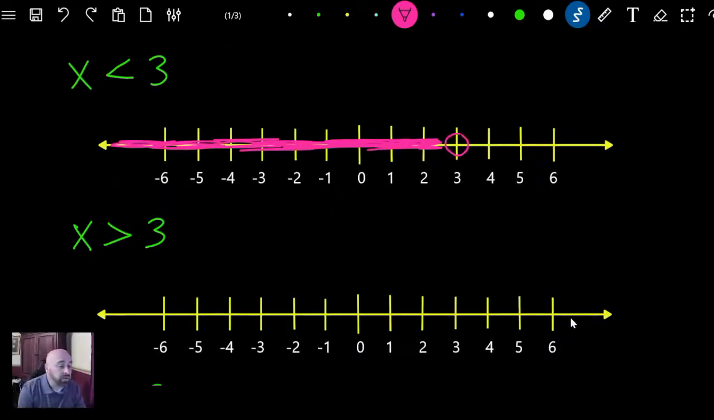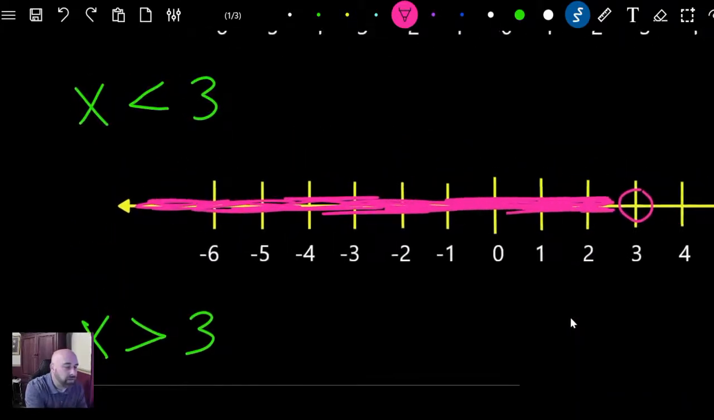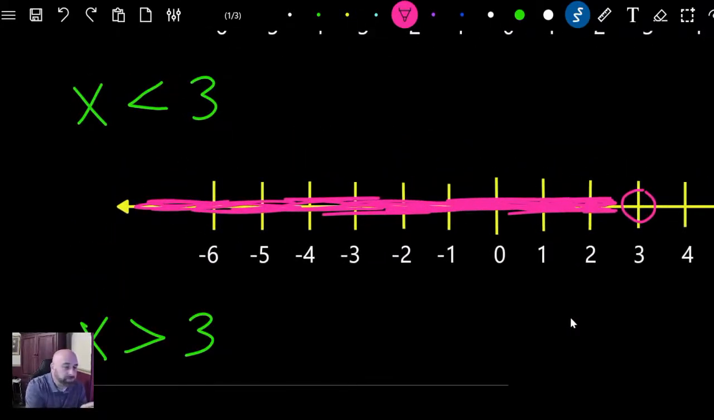Now, look down here at this one. This one means that x is greater than 3. Let me show you something real quick about less than and greater than, okay? So here's something that's kind of neat. I like this. I've always thought this was kind of cool.